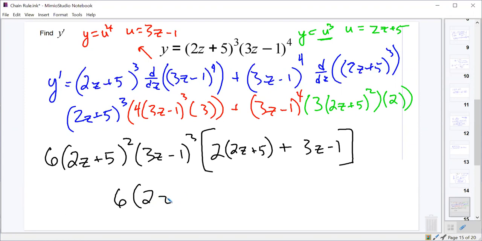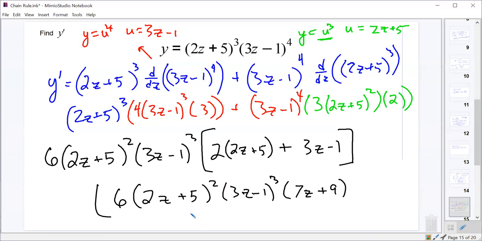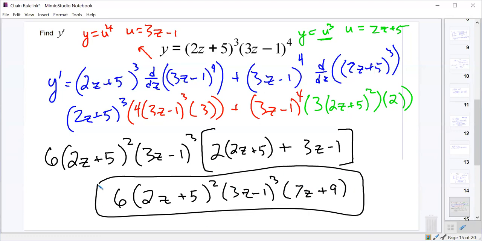Okay, so now we got 6 times 2z plus 5 squared times 3z minus 1 to the third. And here we got 2 times the 2z is 4z plus the 3z should be 7z, and plus 10 and minus 1, so 7z plus 9. And that's a nice factored form of that there, yeah? Any questions or issues with that?